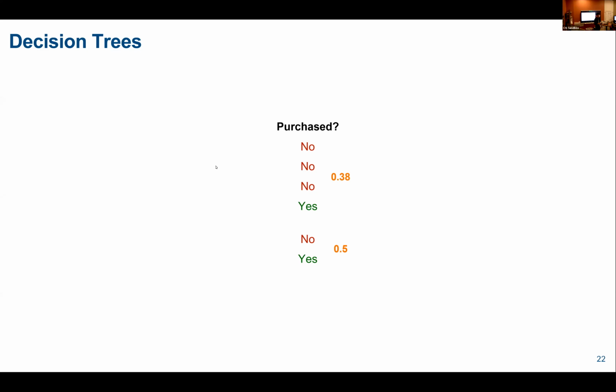Then a similar concept. What if we move the no and the yes up? 0.38. How do we think that is? Not bad. And then 0.5, once again, is also not bad. But in sum, there's 0.88. That's significantly higher than this one, which was 0.5.